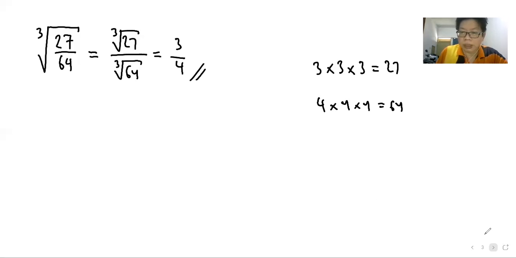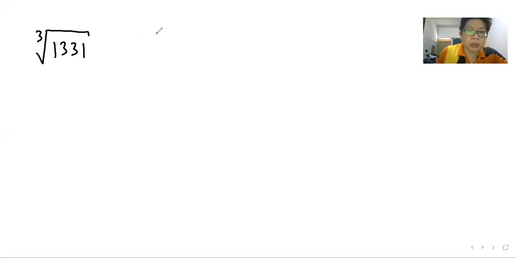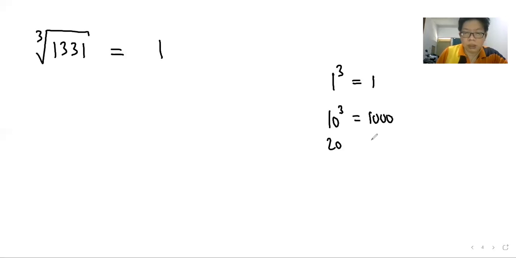Next, find the cube root of 1331. We know that 1 cubed is equal to 1, so the last digit of the result is 1. We know also that 10 cubed is 1000, but 20 cubed is 8000. Because 1300 is greater than 1000 but still less than 8000, the remaining digit is 1. So the cube root of 1331 is 11.